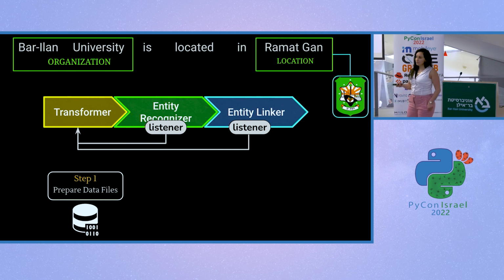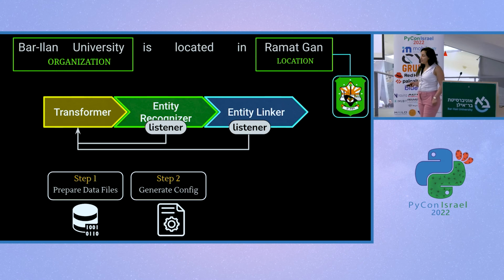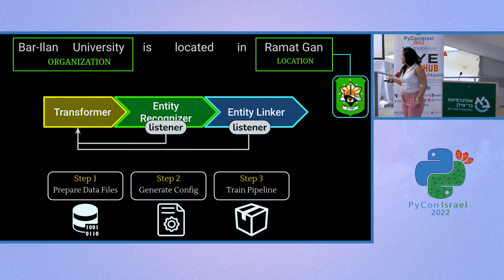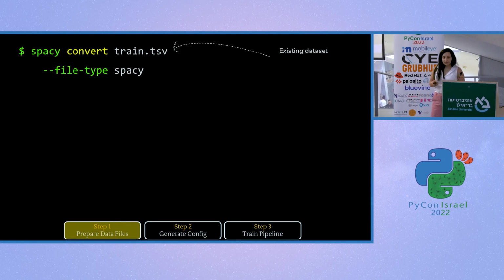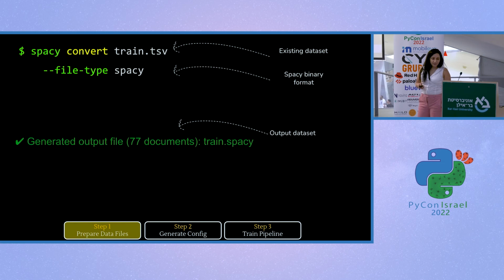First we have to convert our dataset to the spaCy format. And then we need to generate a configuration file for the pipeline. And then we have to train the pipeline and create the model. So let's start with step 1. Here we use spacy convert. We pass in the path of our existing dataset. We specify the target output format, and it generates a file in spaCy's binary training data format. And this file should be smaller than the original file because spaCy implemented a very efficient serialization mechanism.